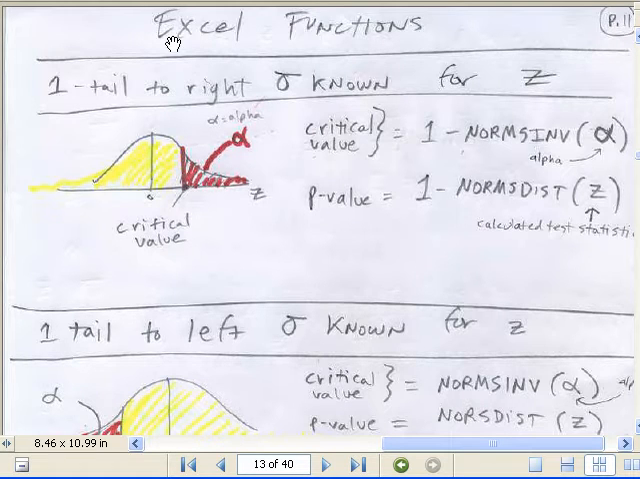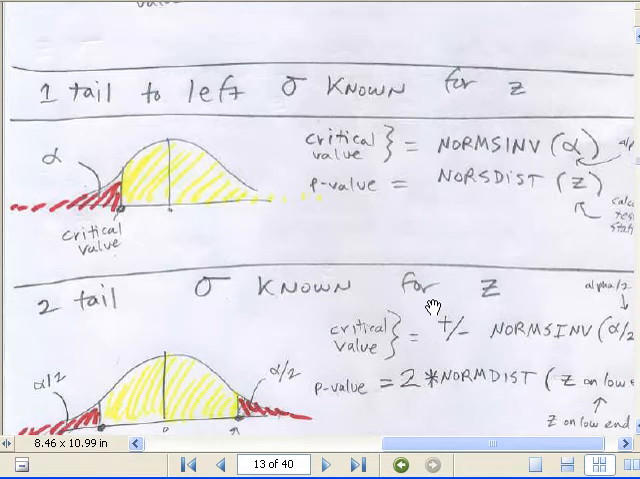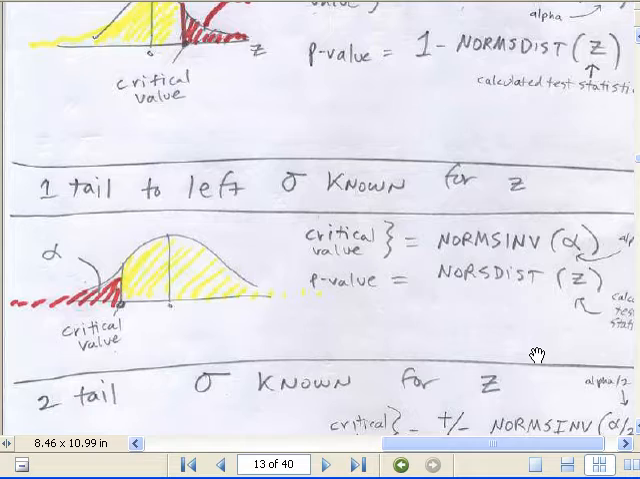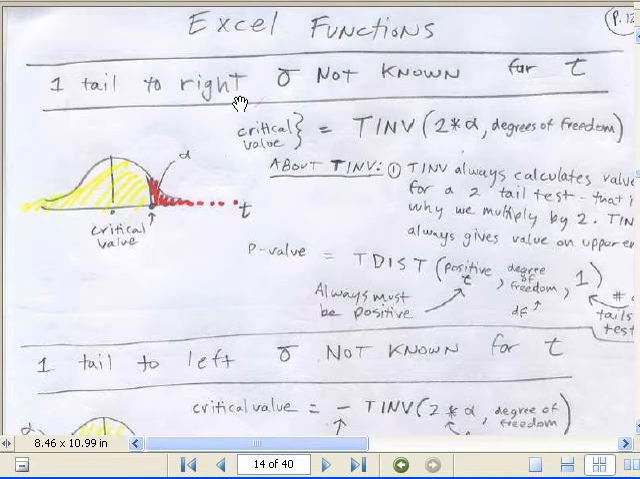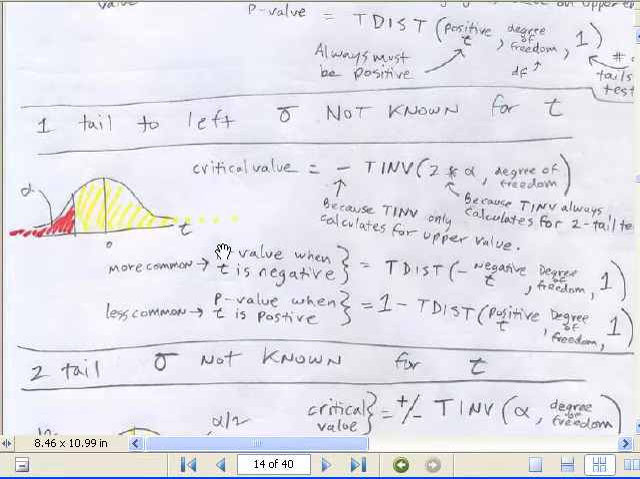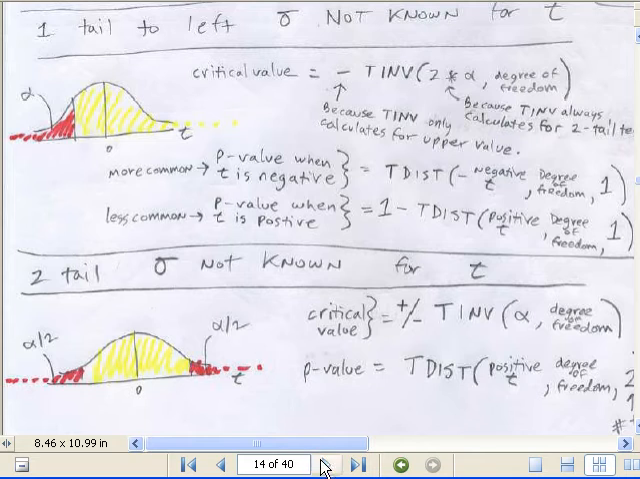These next two pages, Excel functions, show you all the situations for each one of the types of tests and what kind of formula you could use. Same with the t, when sigma is not known. Very important sheets. In our next video, I'll go through and show you a video just on the functions without talking about all the hypothesis testing.